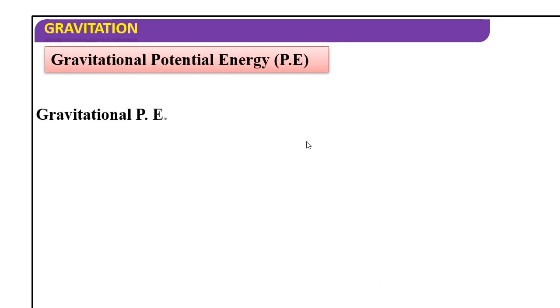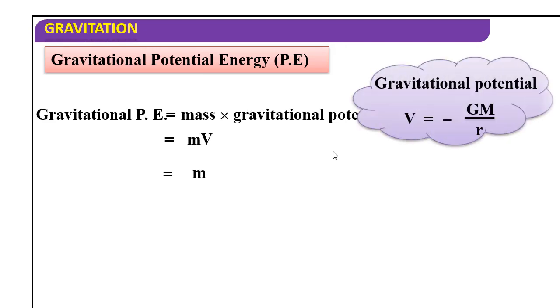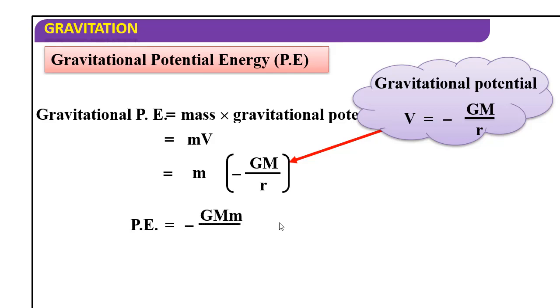Gravitational potential energy. Potential energy is mass into gravitational potential, mV. So minus GMm by R. Substitute here. U is equal to minus GMm by R, potential energy. Gravitational potential energy, just now we discussed.